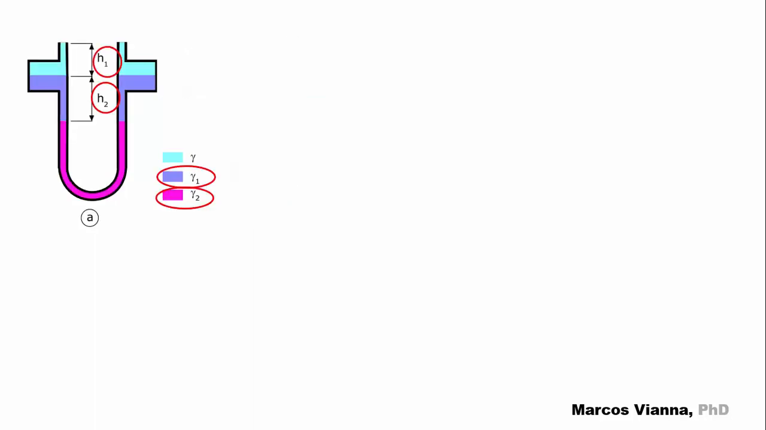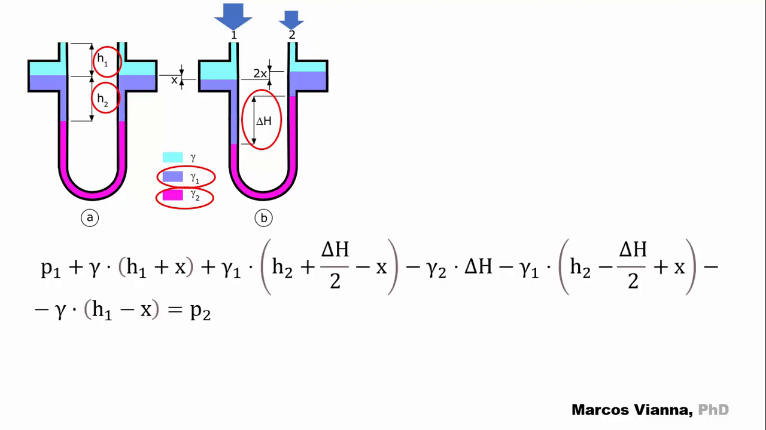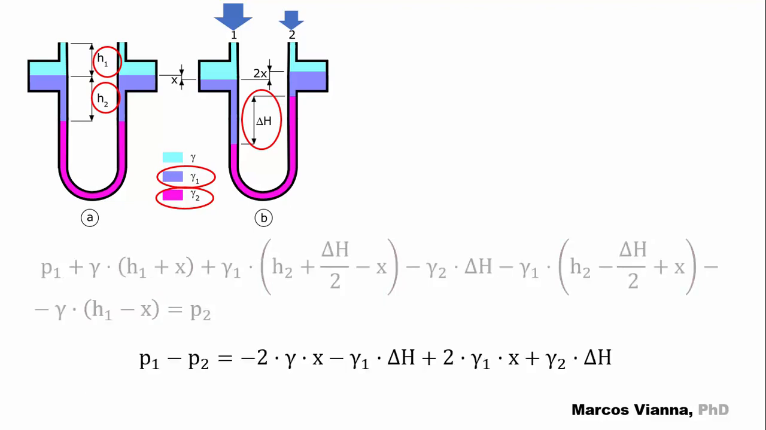Knowing the values of H1, H2, gamma 1 and gamma 2, and if we read the height difference delta H after we link the extremities 1 and 2 of the micromanometer to the points whose pressure difference we wish to know, we can write this expression. We know how to do it step by step. And this is the pressure difference between 1 and 2.